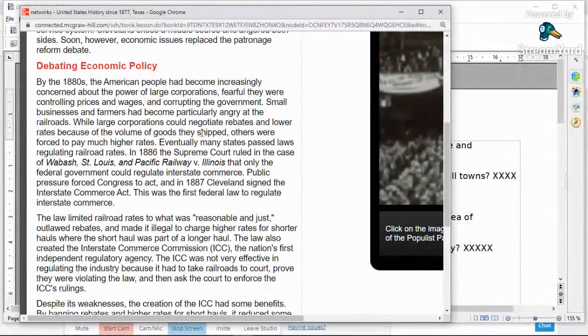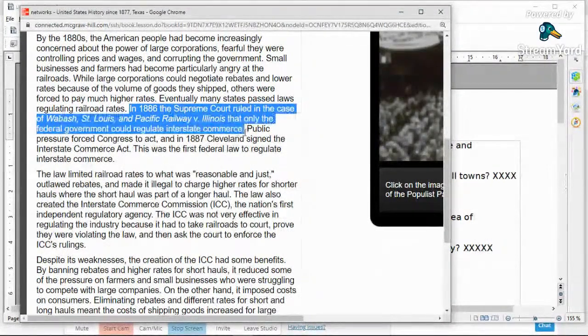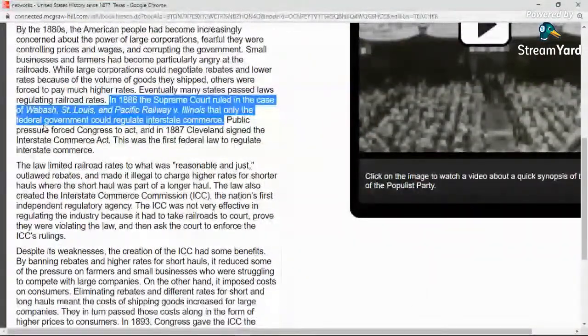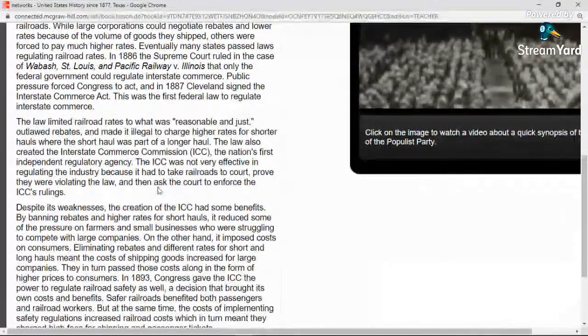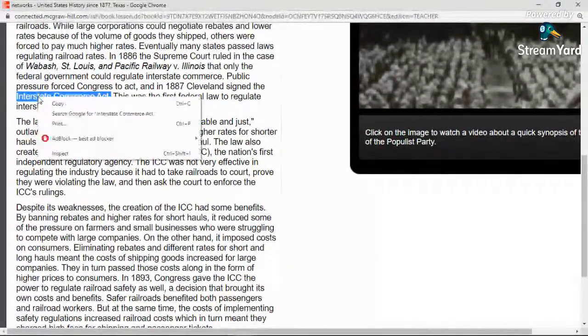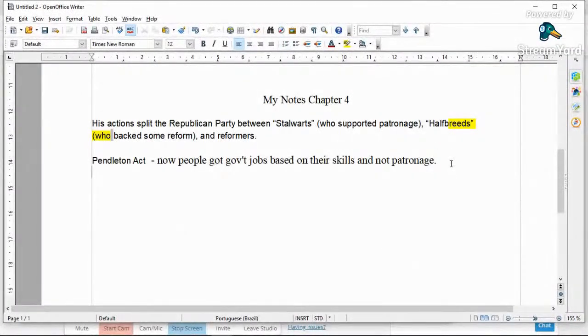So people protested, and they eventually were able to pass some laws to regulate the railroads. So here is one. In 1886, the Supreme Court ruled in the case of Wabash v. Pacific Railway, and it said that only the federal government could regulate interstate commerce. But the public pressured Congress to act, and Cleveland signed the Interstate Commerce Act, the ICC. Guys, this still exists today. So if I were you, I would put that in your notes.